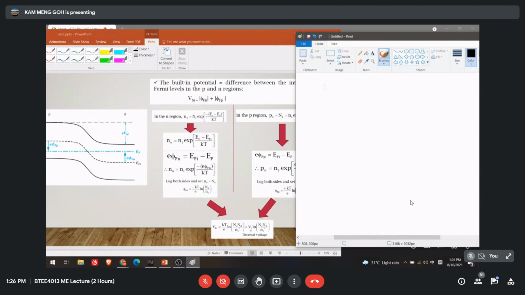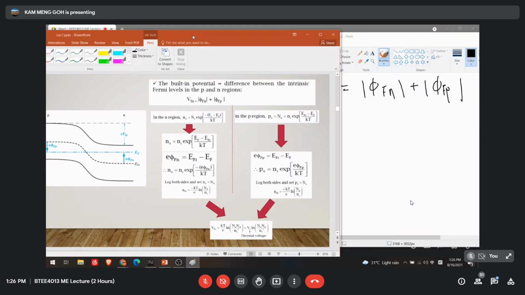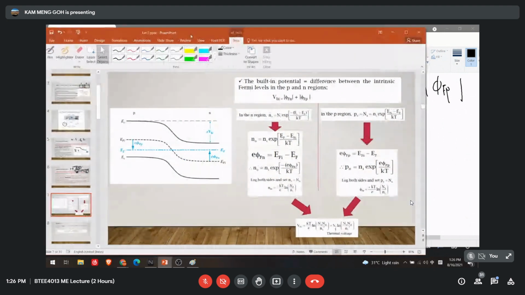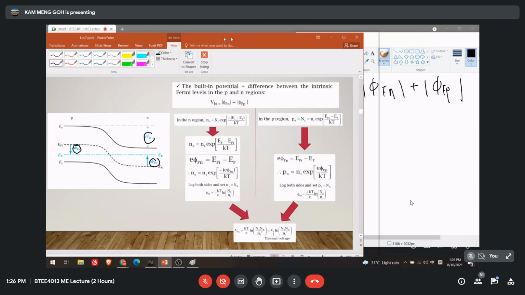One constant rule to mention: VBI equals this Fn plus this Fp. Why Fn and Fp? The Fn comes from the gap between EFI and EF. EF is always constant when you go across the PN junction, but EFI can change. So when you add these together, it becomes the VBI.